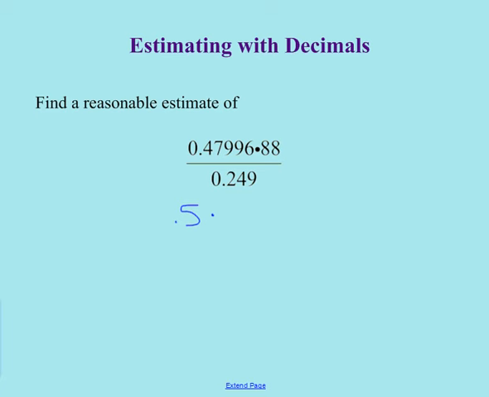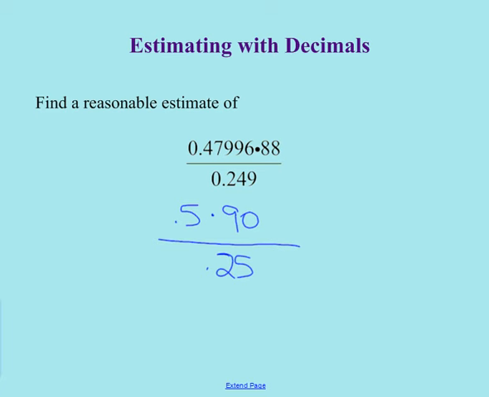Next we have 88. Well, you could round that to 90. And finally, we have 0.249. Sure, 0.25. Now we've made the problem much easier. Let's find the approximate answer.